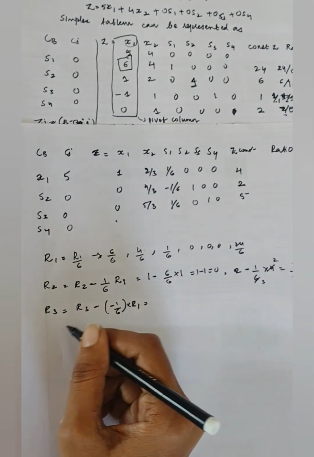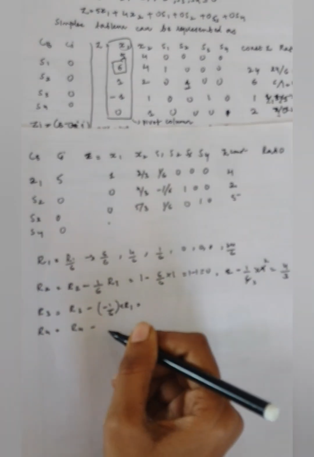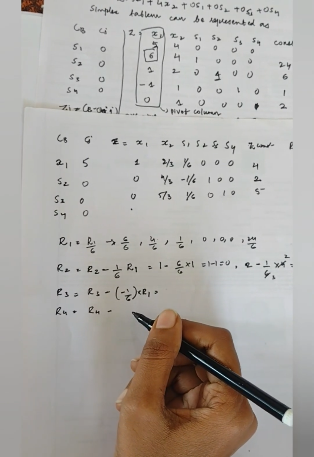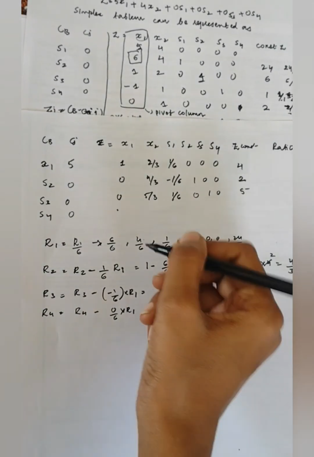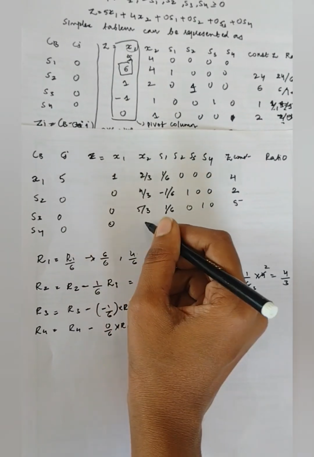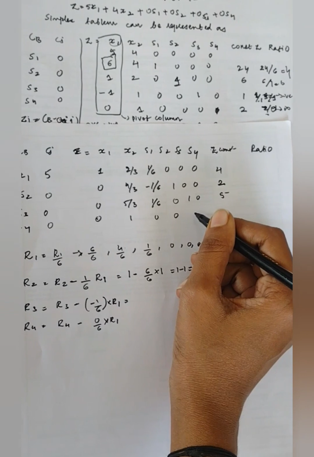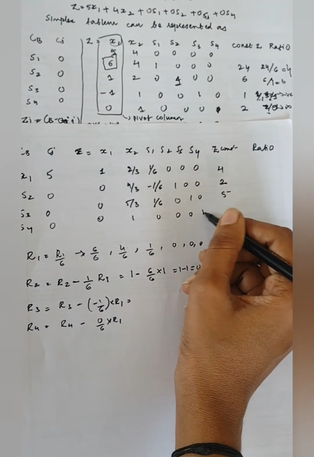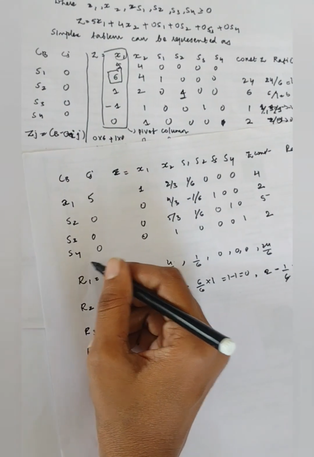Same for R4: R4 minus 0 by 6 into R1. That same R4 value only we will get, right? 0, 1, 0, 0, 0, 1, 2.